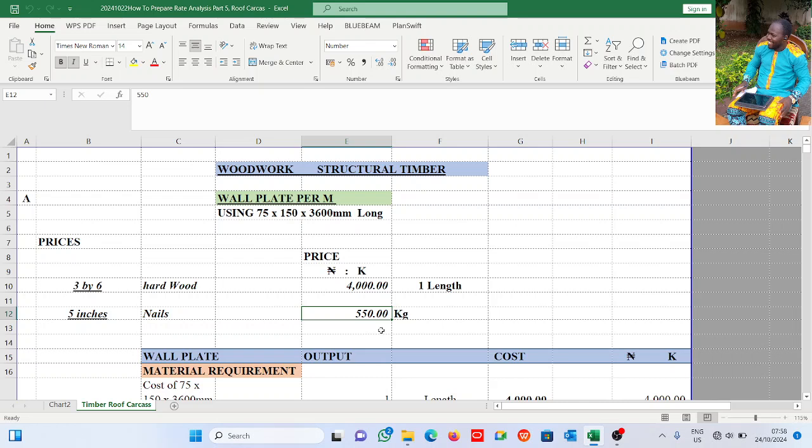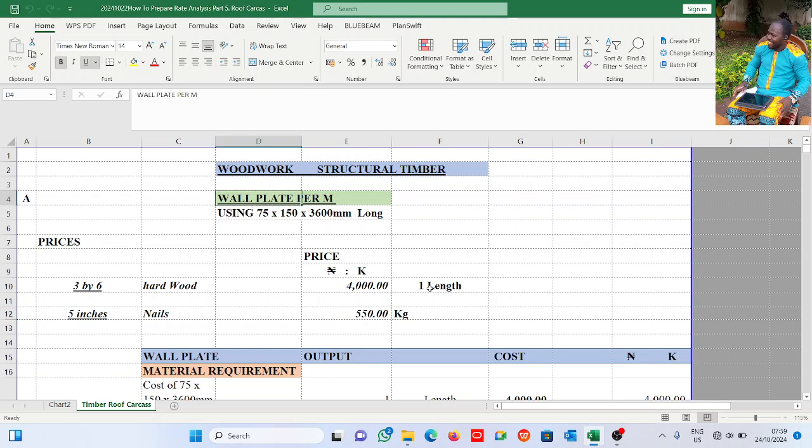And there are several members of a roof carcass. We have the king posts, we have the rafter, we have the tie beam, we have the struts, we have the wall plate, we have the purlins, which are resting your roof covering. Alright, we'll be looking at them one after the other. Right, we'll be looking at wall plate now.